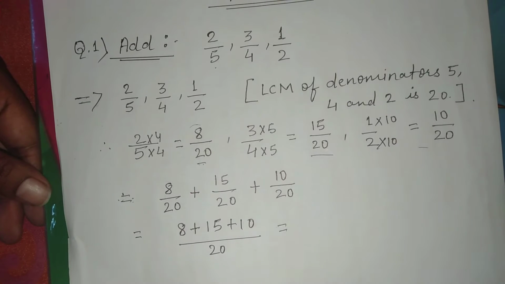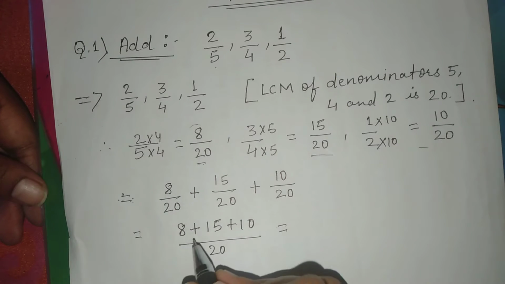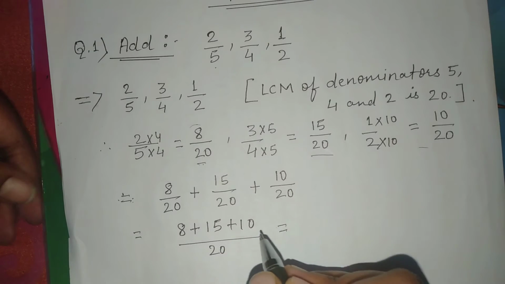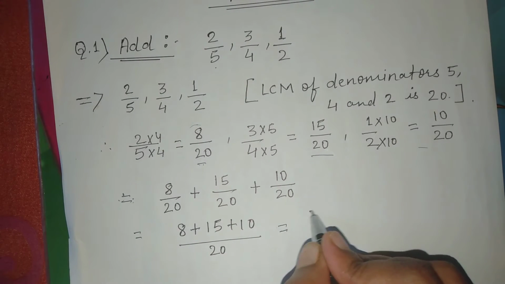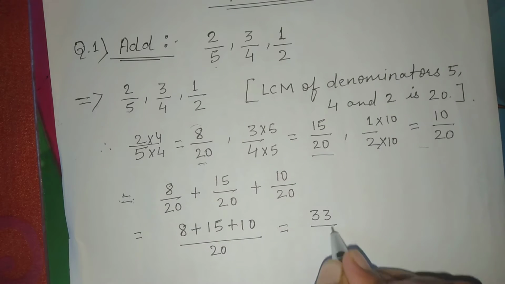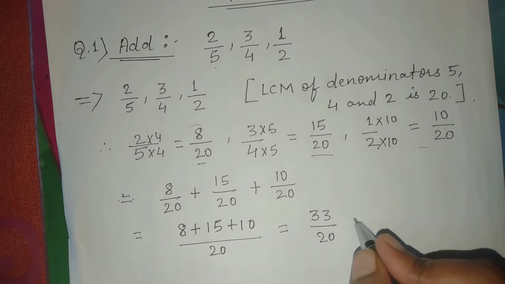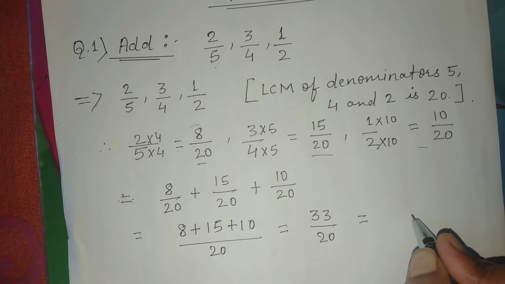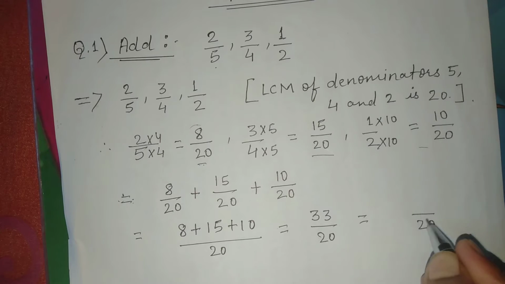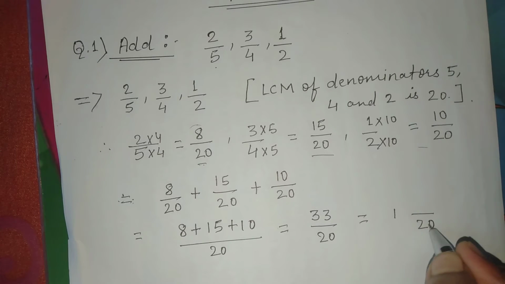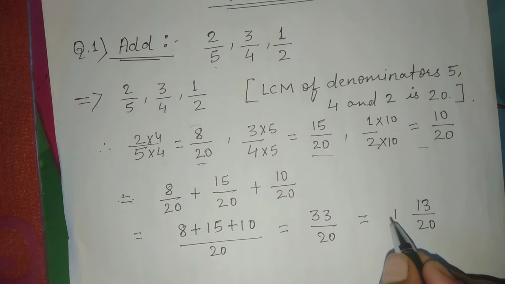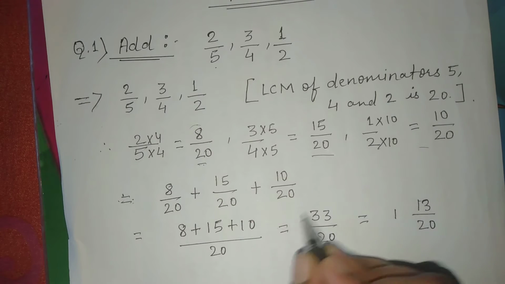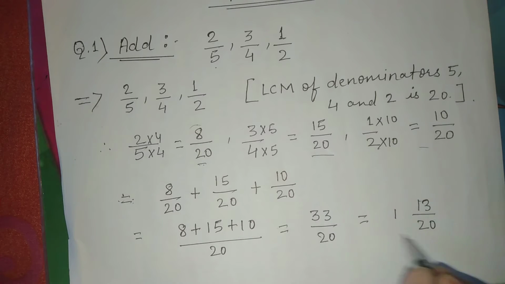Okay. Now 15 plus 8 plus 10, your answer will be 33 by 20. If you want, you can convert it into a mixed fraction. So how will we write? We will write 20 as it is. So 20 ones are 20 plus 13, 33. So you can convert it into a mixed fraction also. Okay. Now next we will see subtraction.